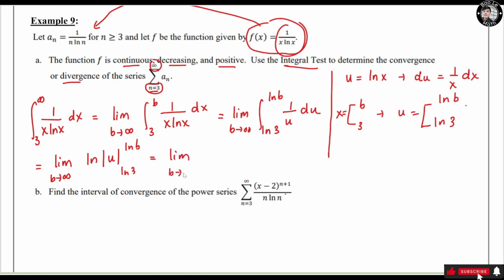So it's going to be the limit as b approaches infinity of ln absolute value of ln b, subtract ln absolute value of ln 3, right? Now when b approaches infinity, this first term approaches infinity, subtract ln of absolute value of ln of 3. So it's going to be infinity, which diverges by the integral test.